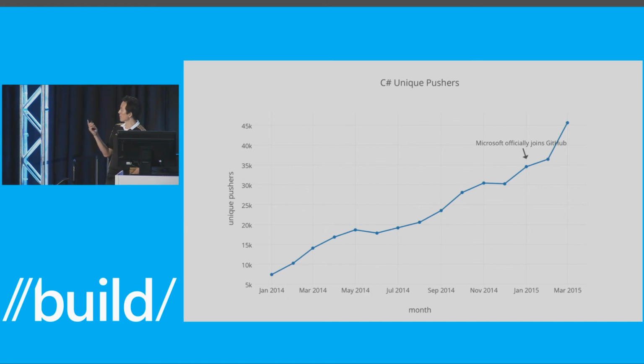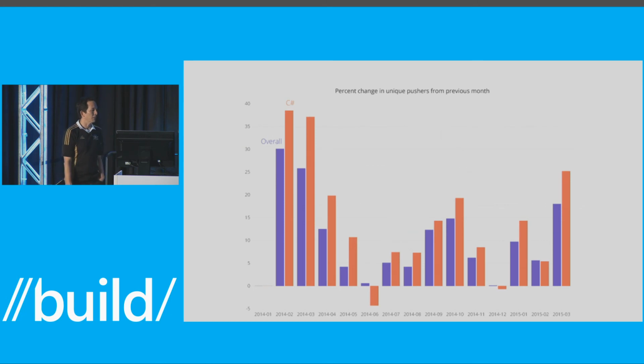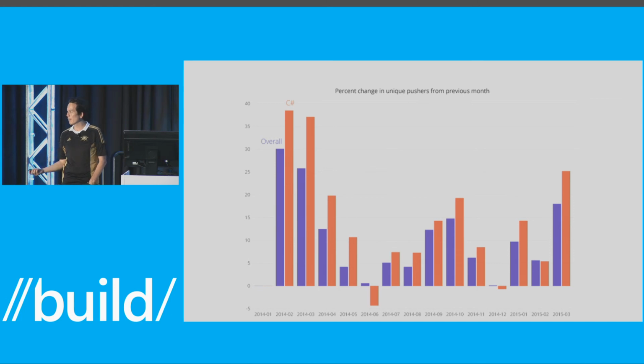And here we see the number of unique pushers to repositories that are primarily C#. This graph really blew me away because I did not expect this. But this is the comparison of the rate of change for people pushing to C# repositories month to month, C# compared to the overall GitHub community.